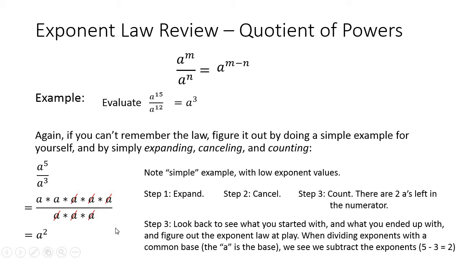So look back to see what you started with, a to the 5 over a to the 3, and what you ended up with, an a to the 2, and you can see, 5 minus 3 is what the law was, and you end up with a 2 in the exponent in your answer. So that's how you figure out the quotient of powers exponent law.